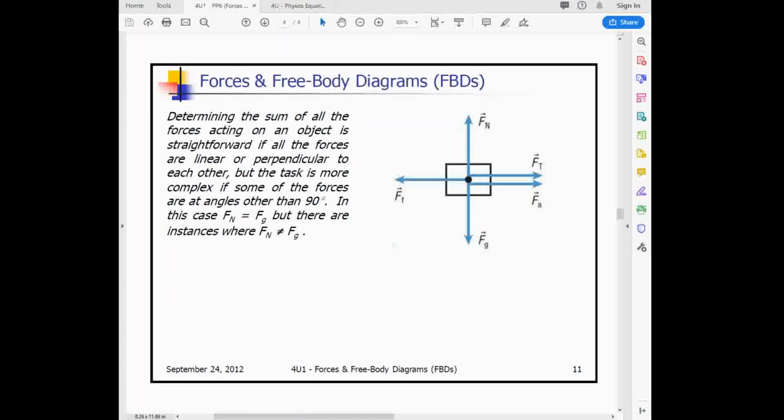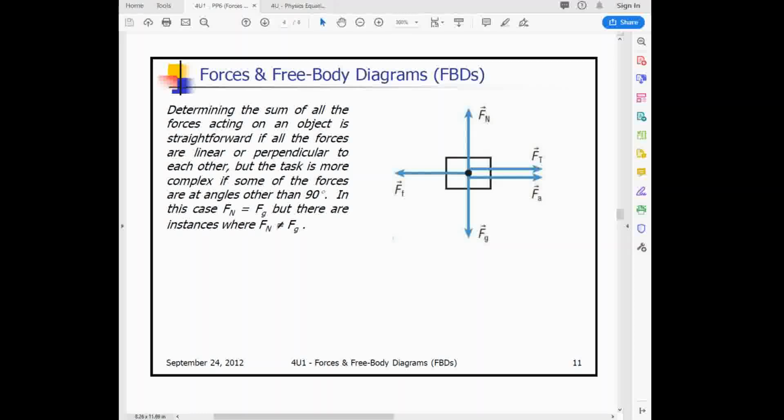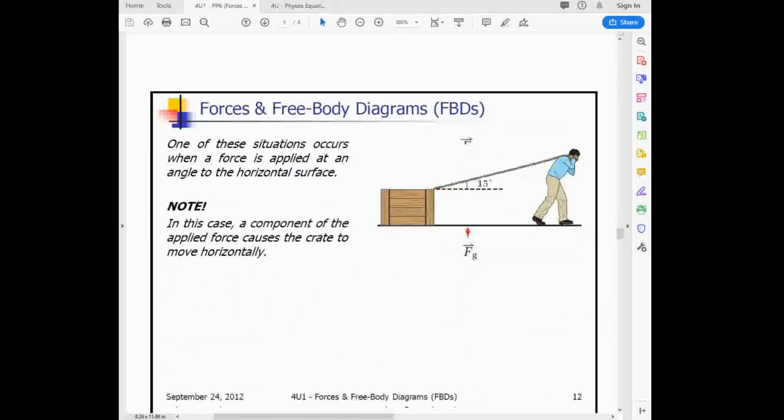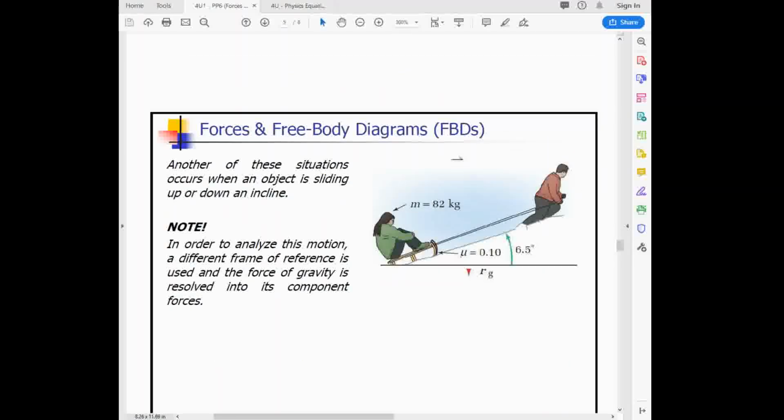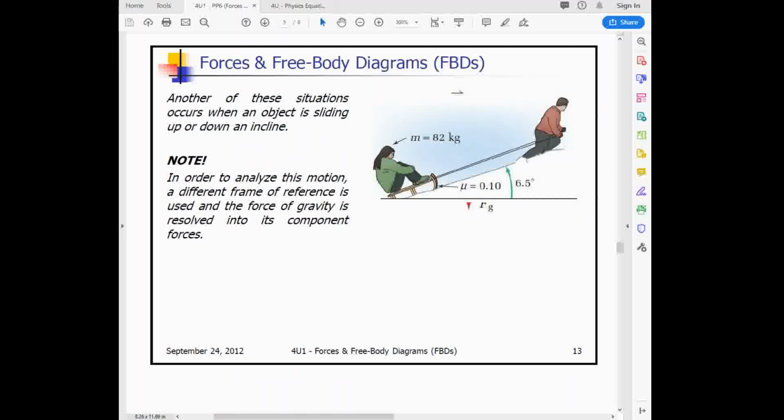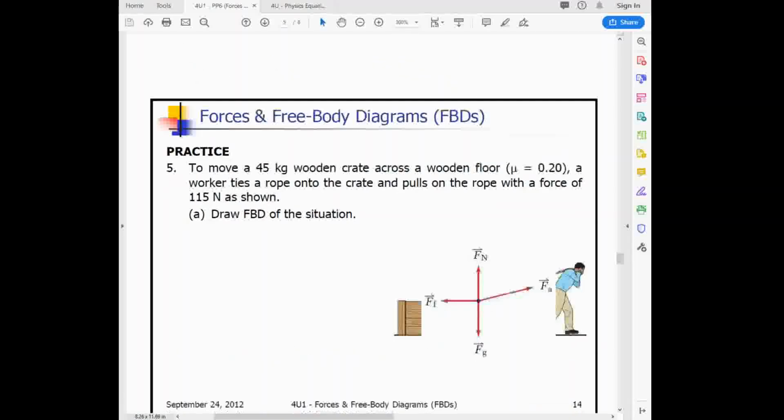So, to determine the sum of all the forces acting on an object is straightforward if all the forces are linear or perpendicular, but quite often we have forces that are at an angle. So we do that, like this example here. We have somebody pulling on a crate at an angle of 15 degrees. What we have to do is take our applied force and break it up into components. So we'll use sine and cosine to find that. Another situation would be this here: somebody pulling up on a sled, so the surface is on an angle. Again, we would use the sine and cosine to find out the components of the force.